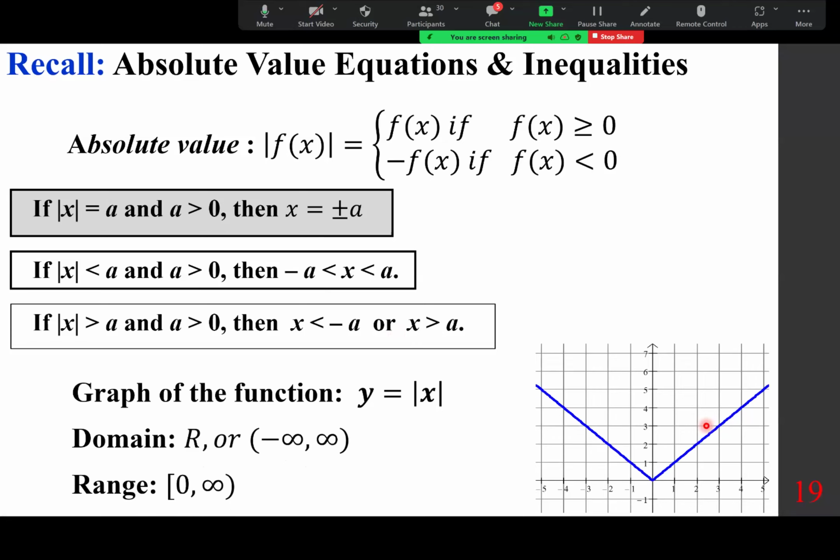The function looks like this, a V shape. Domain is all real numbers, range is 0 to infinity. Just to remind you, this is the definition of an absolute value, which is distance from zero.